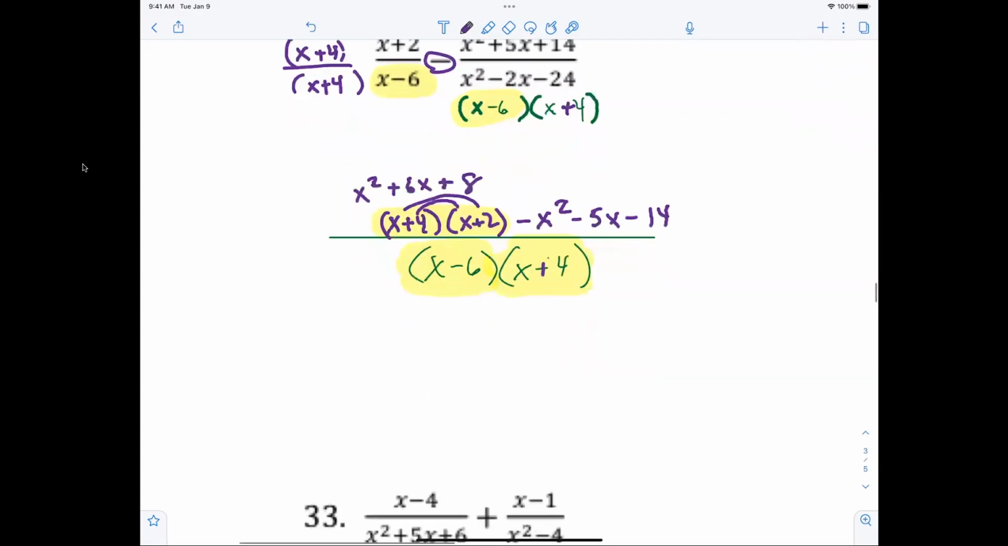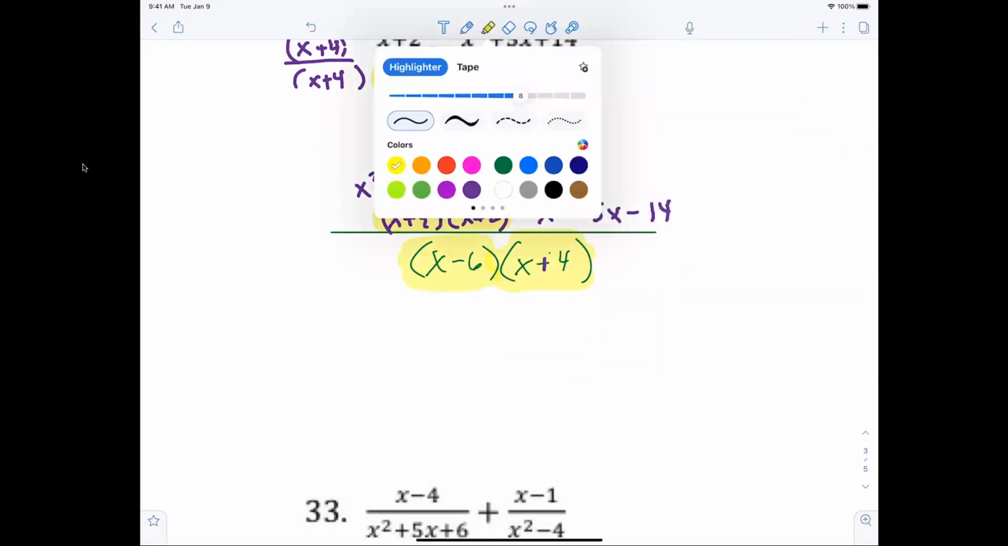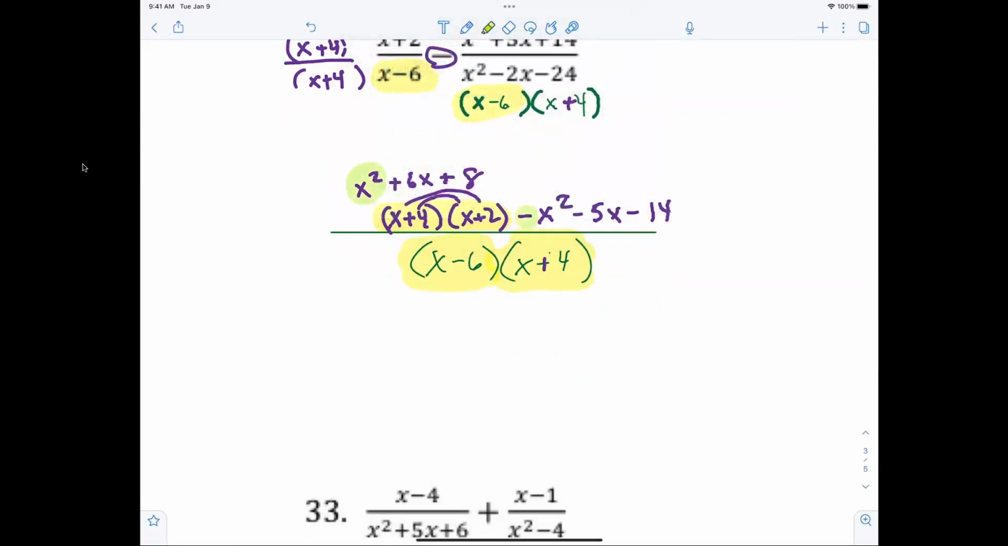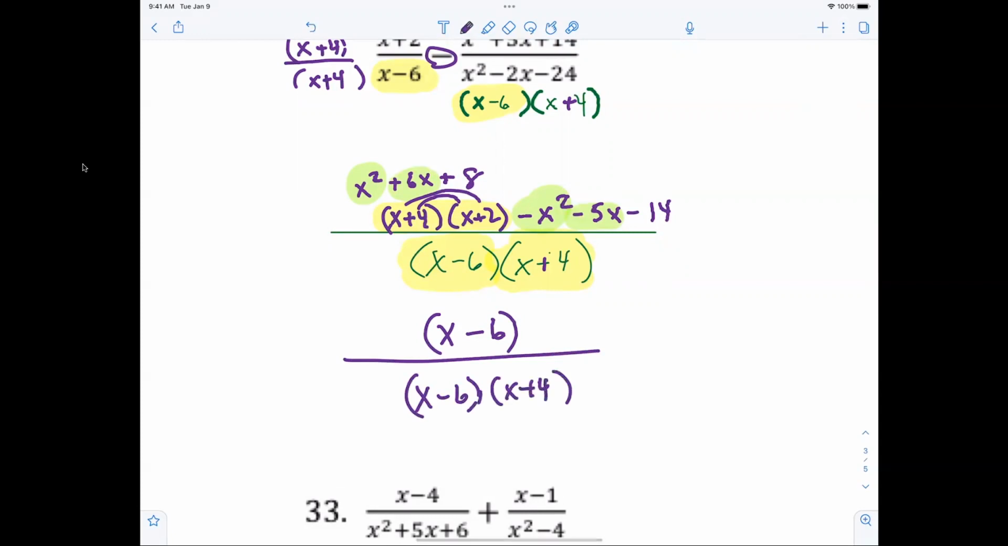And now, of course, we can combine terms. So if I'm going to combine terms, we're going to look at the x squared and the what? And what do they do? All right, so then I look at the positive 6x and negative 5x. That gives me x. And then plus 8 minus 14 is minus 6. All over x minus 6, x plus 4. Can anybody tell me what's next? Yeah, we can cross out the x minus 6's. So after all that, it simplifies to 1 over x plus 4.